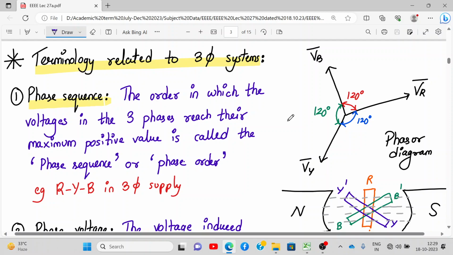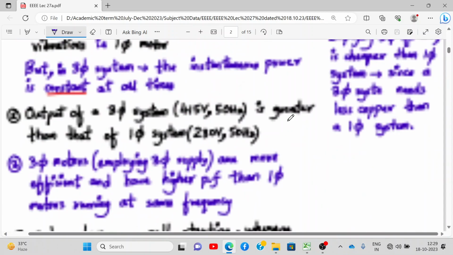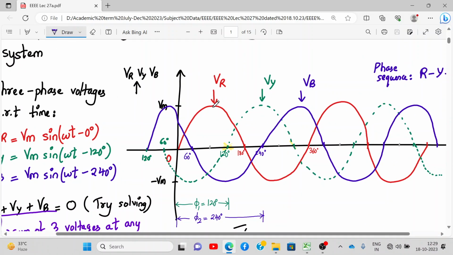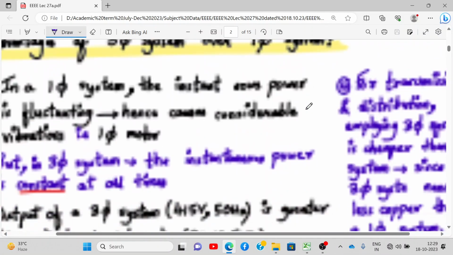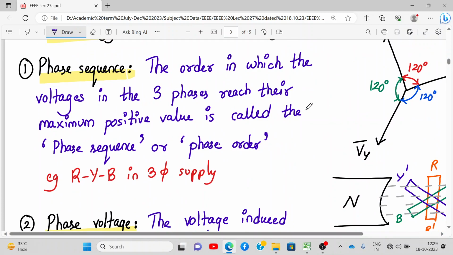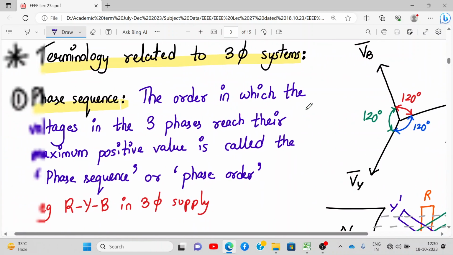Listen to the wordings: the order in which the voltages in the three phases reach their maximum positive value is called the phase sequence or phase order. Have you seen that diagram over here? Which waveform is reaching the maximum value first? VR, then VY, and then VB. So again I repeat, phase sequence is the order in which the voltages in the three phases reach their maximum value. And what was the order? R Y B. So R Y B is my phase order or phase sequence.